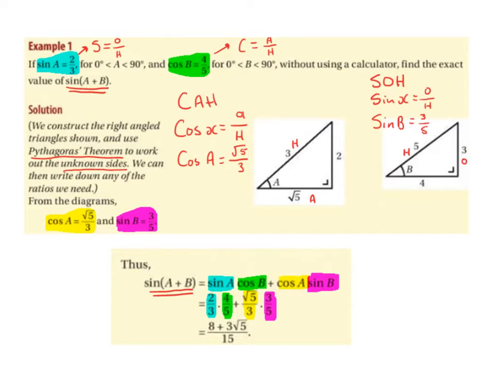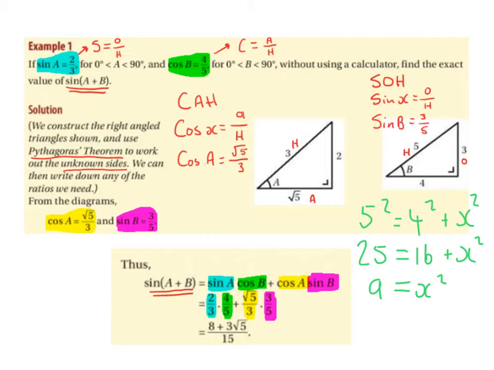So using Pythagoras' theorem, we have 5 squared equals 4 squared plus x squared. That gives us 25 equals 16 plus x squared. So 9 equals x squared. So x equals the square root of 9, which is 3. So our remaining side is 3. So now we have the 3 sides of our triangle.